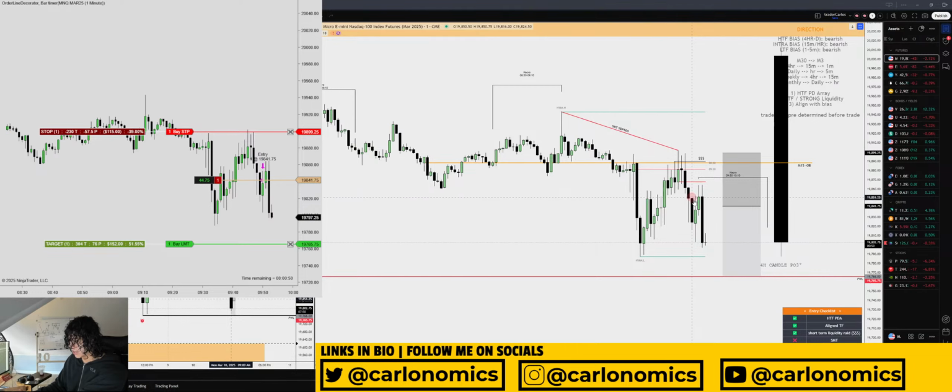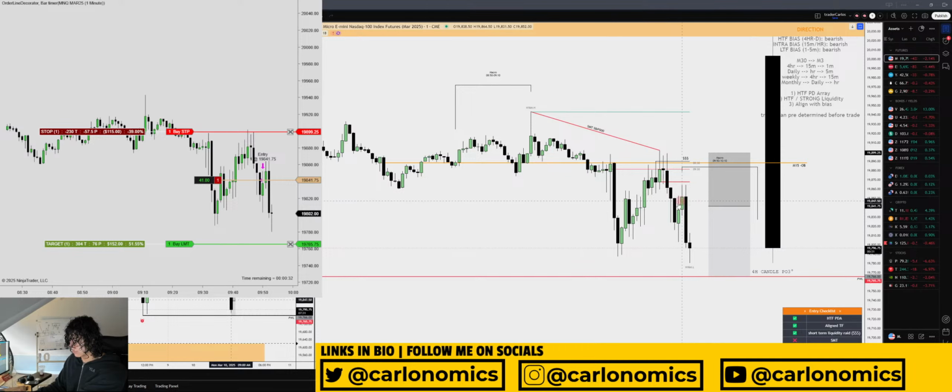I kind of wanted the 1 minute fair value gap, but I couldn't get on the chart pretty fast. But we're going to see if we can get the previous daily low or the previous weekly low target hit. I mean, we had the setup. Price retraced up into this 1 minute imbalance.